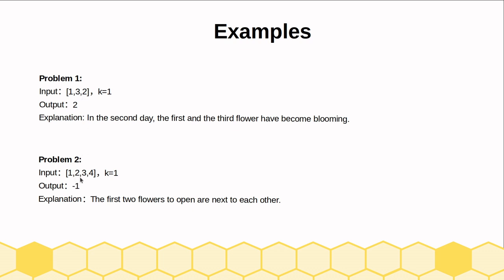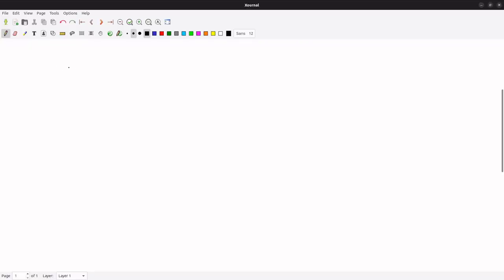Here if you see this case, 1, 2, 3, 4, it is sequential: on the first day the first flower will bloom, on the second day the second flower, on the third day the third flower, on the fourth day the fourth flower, and k is equal to 1. So we will not get any condition where 2 flowers are blooming and in between them there are k flowers not blooming. The first 2 flowers to open are next to each other. So let me draw an example over here so that we can get better clarity. Here we should call them slots. Slots is given, 1, 3, 2.